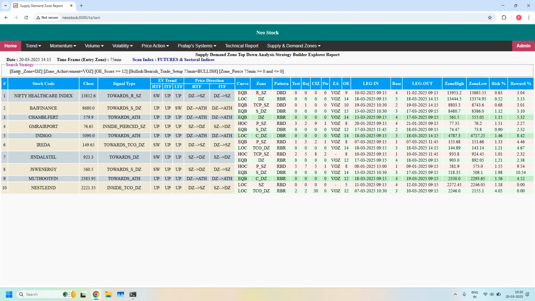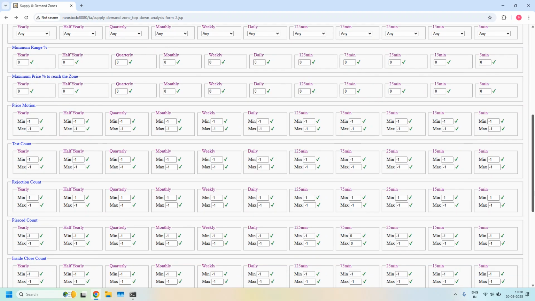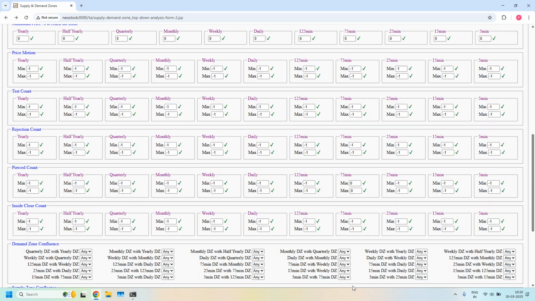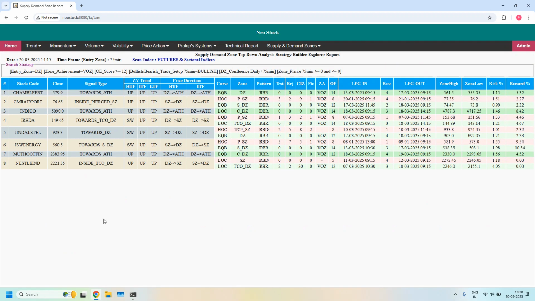75 minutes demand zone. Entry zone is demand zone. So all these are entry time frame, 75 minutes demand zones. Now we can further filter based on how many of these 75 minutes demand zones are having confluence with the daily demand zone. In the demand zone confluence, I am adding the filter 75 minutes demand zone confluence with daily demand zone. With this filter, we got 8 stocks.